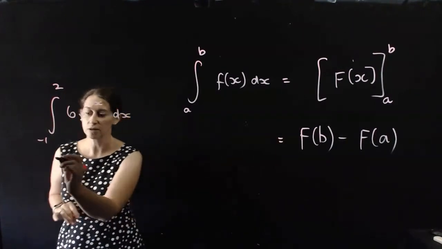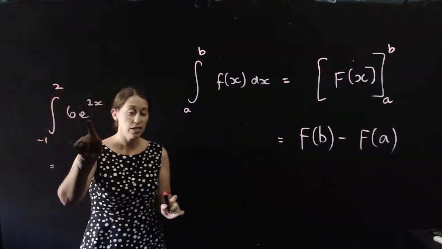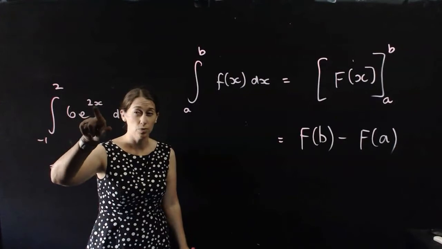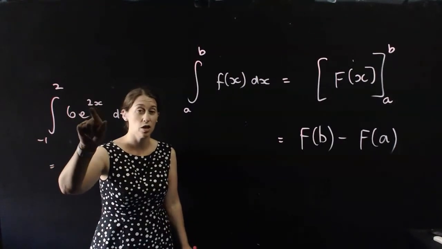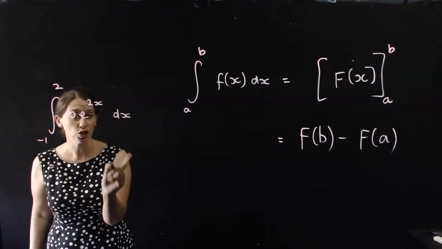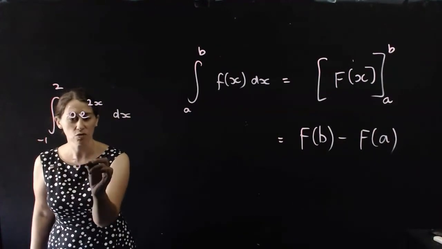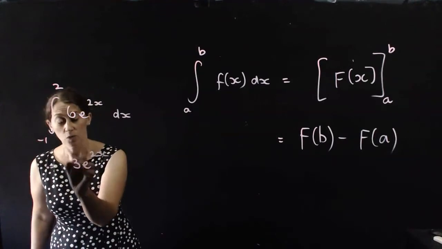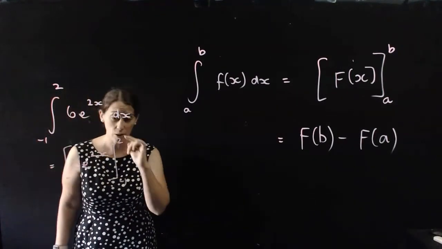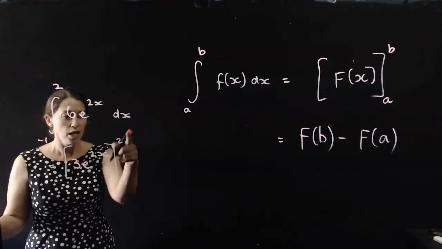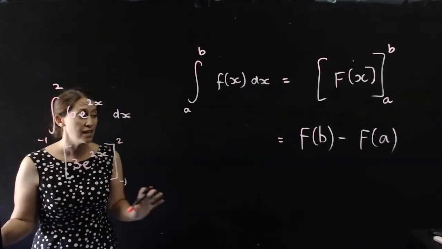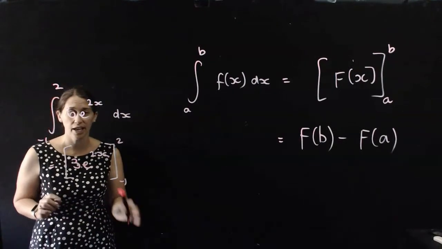So I'm first of all going to integrate this. When we integrate this particular function, we divide by 2. So we divide by this coefficient of the x, and we keep everything else the same. So 6 divided by 2 simplifies to give me 3e to the 2x. And we don't need to include that plus c because we know that it's just going to disappear once I substitute the values in. Now I'm going to substitute in, and I'm going to keep it as an exact value, so I'm not going to use a calculator to work it out.